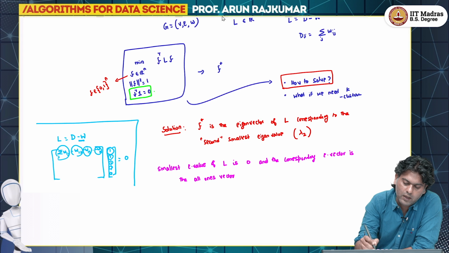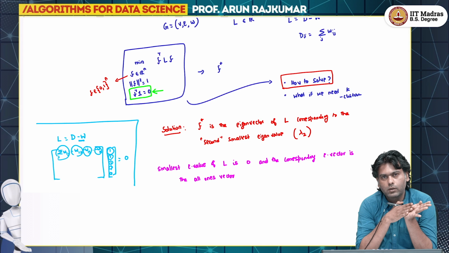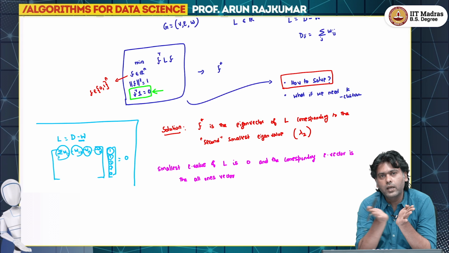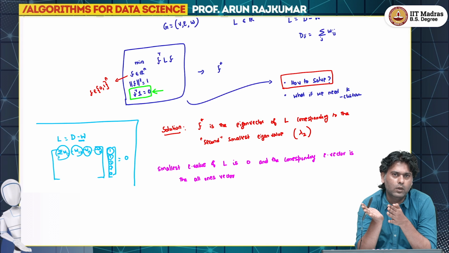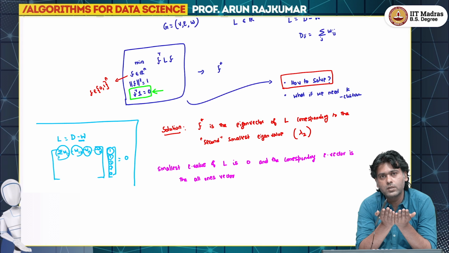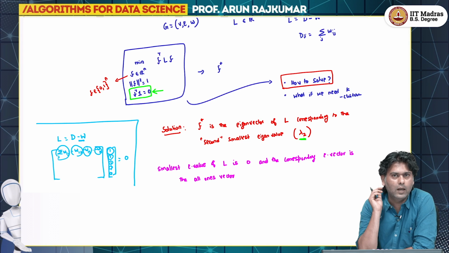So now what we have done is, in our problem here, we are asking for that direction which gives us the smallest value for f transpose L f, but which is orthogonal to the eigenvector corresponding to the smallest eigenvalue, right. So that would just be the eigenvector with the smallest eigenvalue in the subspace orthogonal to the all ones vector, and that would be the eigenvector corresponding to the second smallest eigenvalue, which we call lambda 2.